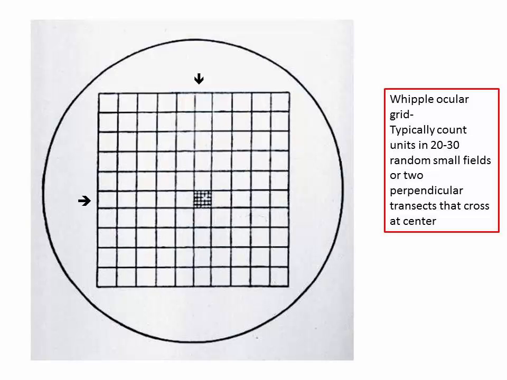Here's the Whipple ocular, and typically you count units in 20 to 30 random small fields or 2 perpendicular transects. And of course, it's probably easier to count transects. So you might count the transect here and the transect here, and that would give you your 20 to 30 random small fields. So that's what's typically done. So now we're down to counting these smaller chambers or grids, and we count all the cells in there.